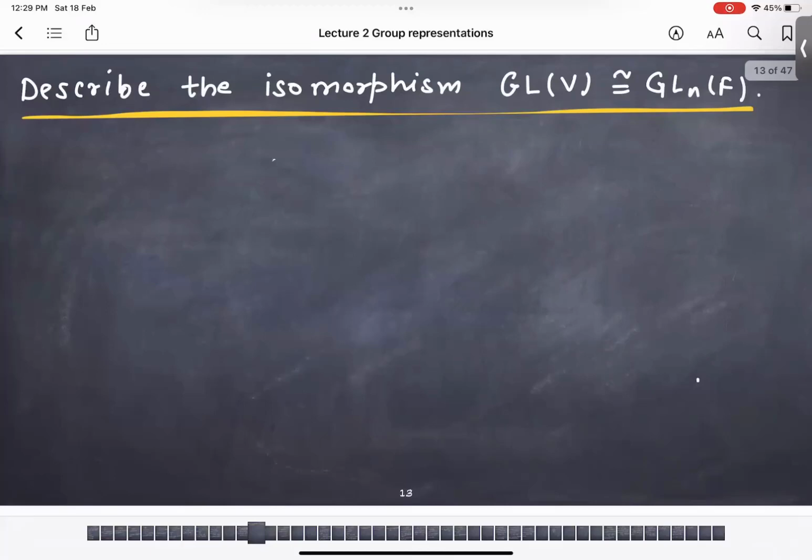And Prem asks, does every group action give a group representation? Yes. We can define that. I will do that in this terminology.